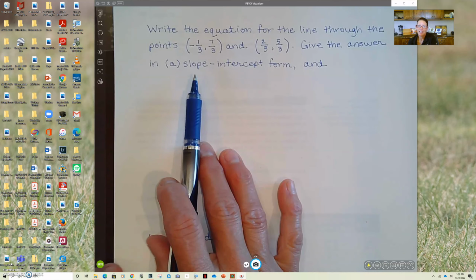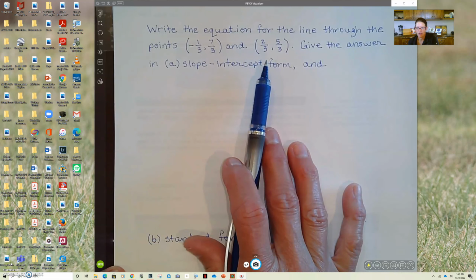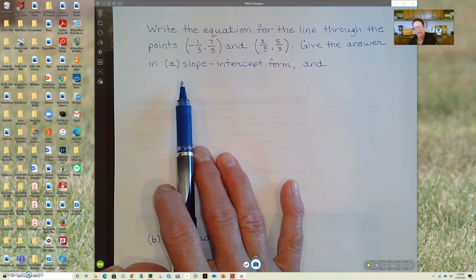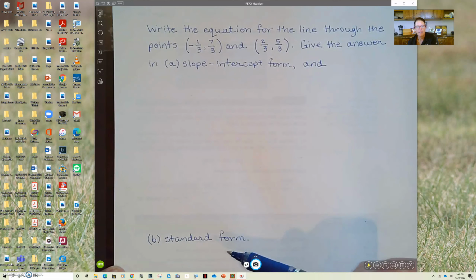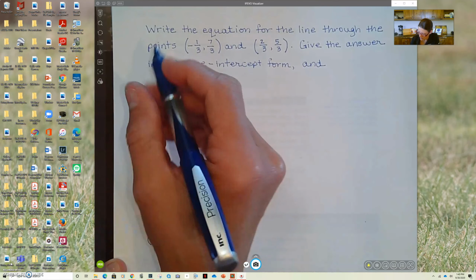Hello students, in this exercise we're going to write the equation for the line through the points (-1/3, 7/3) and (2/3, 5/3). We're going to give the answer in A, slope-intercept form, and B, standard form. Any 2 points determine a line, but in order to write the equation of this line we're going to need to determine the slope. So let's do that.